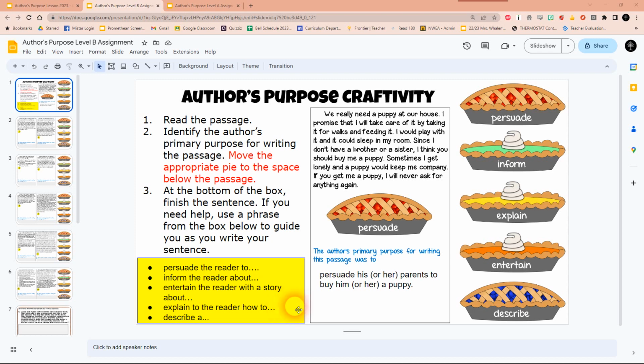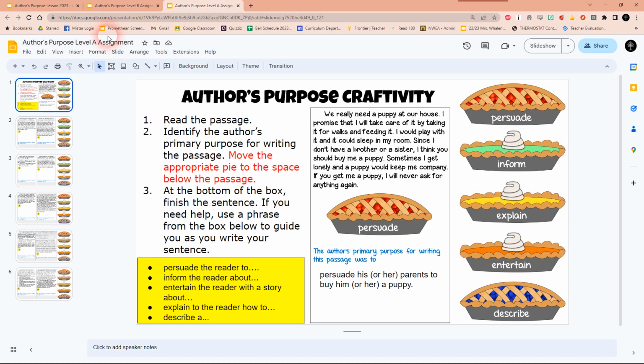The first thing I want to tell you today is that there are 2 assignments, but you only have to do 1, and you will only see the one that's for you. It will either be called Author's Purpose Level B or Author's Purpose Level A.